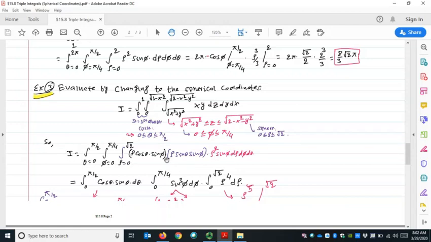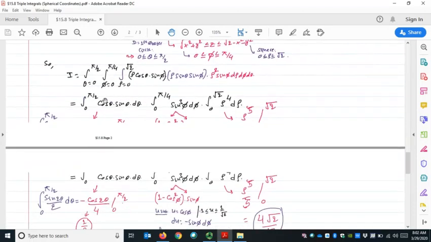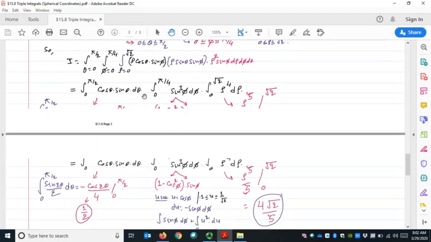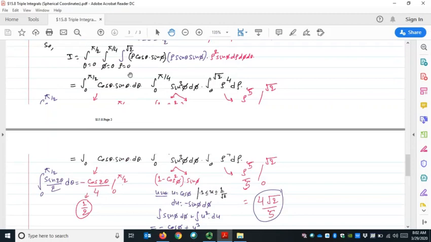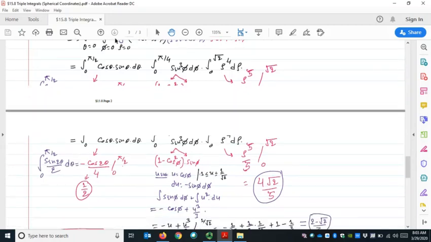Now let's evaluate. Again, we can separate the integrals here: one is the theta integral, one is the phi integral, and one is the rho integral. Okay, let me put both pages together here. From the theta integral, cosine theta sine theta, we know the trig identity sine 2 theta is 2 sine theta cosine theta. So cosine theta times sine theta becomes sine 2 theta over 2. Then the theta integral. Now I'm talking about the first integral.